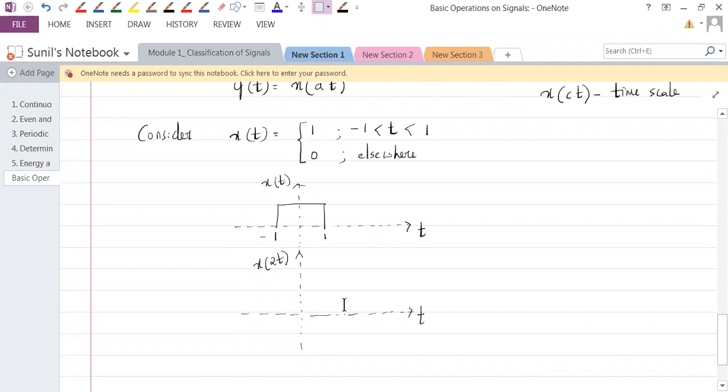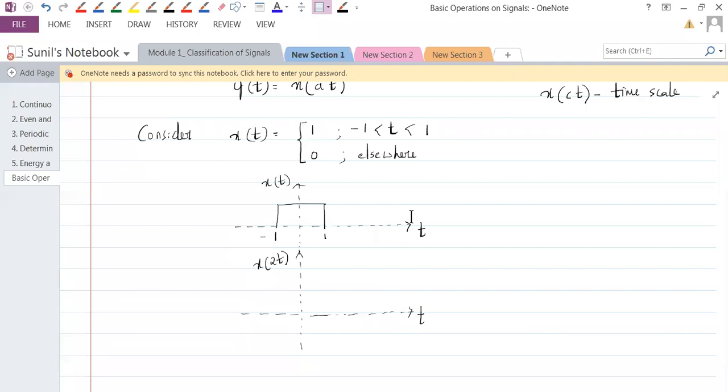But see what happens here, everybody. We are operating on time and we are not operating on the signal, something that we need to remember. Is that okay with you, everybody? We are not operating on the signal, but we are operating on time. So nothing will happen to the signal. The signal would be there where it is. But rather what would happen is only the time will expand. Only the time will expand, the signal will be there as it is.